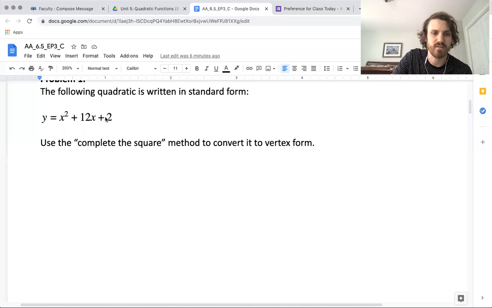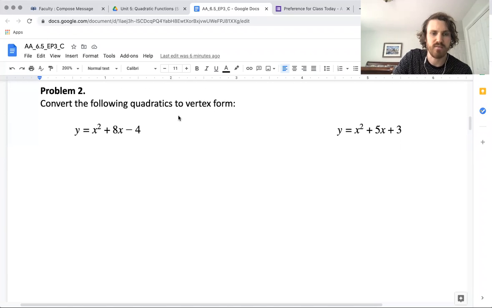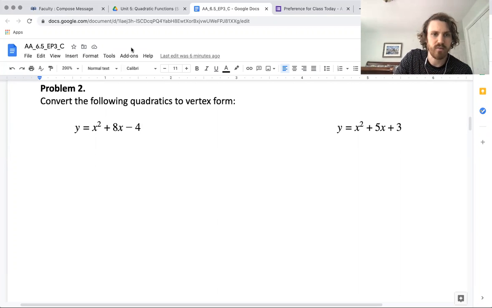Okay, scrolling down to problem 2. It's asking us to convert the following quadratics to vertex form using the same method. I'm going to leave this first one, but I will do the second one over here, x squared plus 5x plus 3. Of course, the first thing I'm going to do again is subtract the constant. Then I have x squared plus 5x.